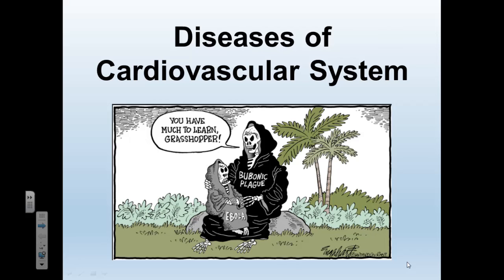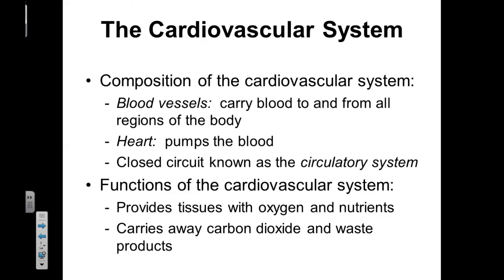Hi class, let's get started with some discussions of diseases within our cardiovascular system, AKA our blood and circulatory systems. Now if we look at our cardiovascular system, there are some structures that we're going to talk about in this chapter, then we're going to talk about some normal biota, and then the vast majority of this chapter is going to focus on diseases within the cardiovascular system.